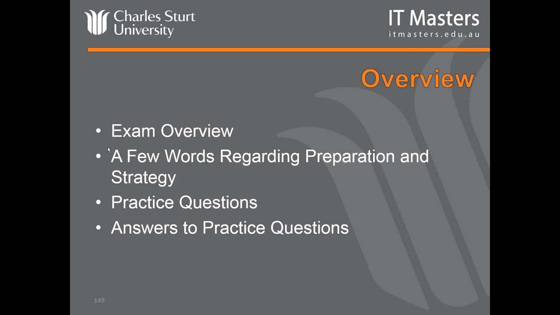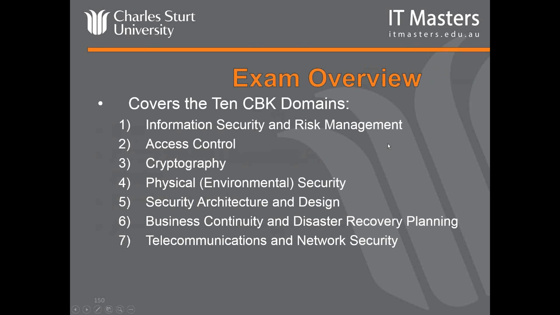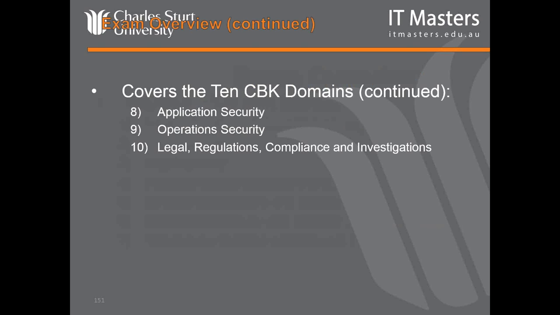And to get through this, you need to have some idea of what's out there. You need to have an idea of the 10 domains we've covered, whether it's information security and risk management, access control, cryptography, physical environmental security, architecture design, business continuity, telecommunications like we've covered, application security, operation security, the legal and compliance bit. All of it needs to be known, and you need to know enough to get through and pass all of these different areas. So know the different domains fairly well.